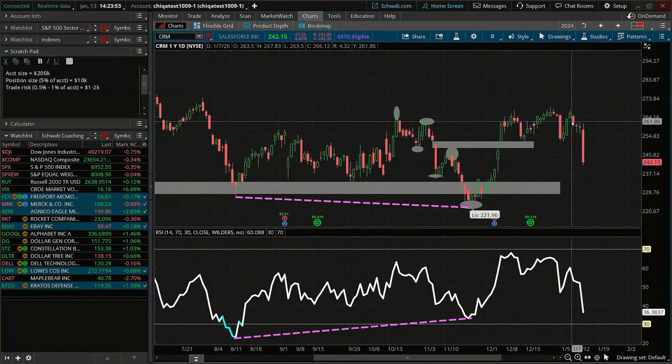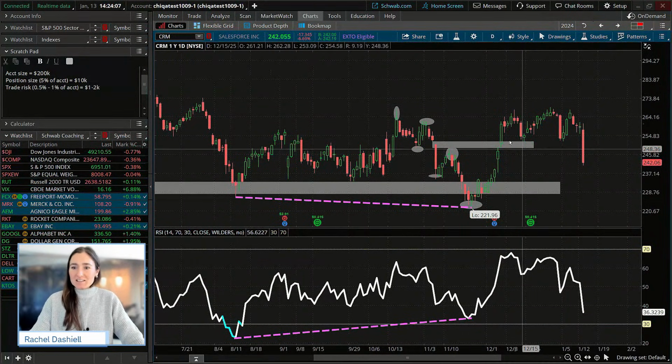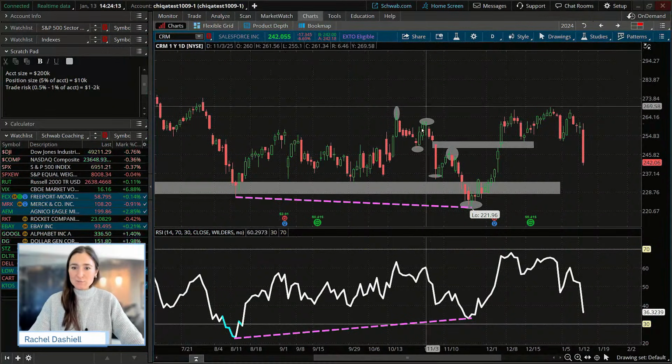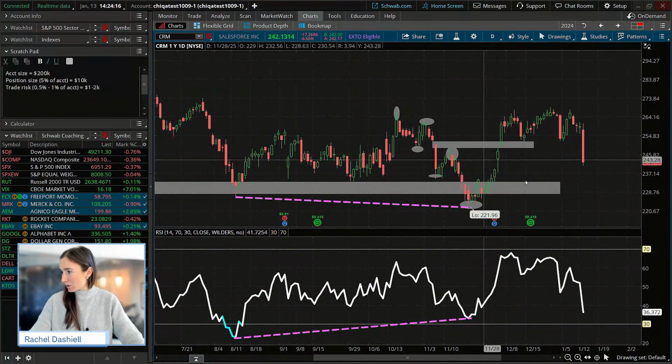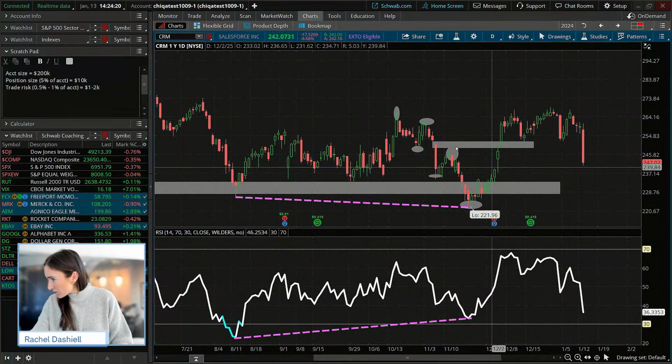And with some of these divergences, it may also give us more of an indication of where to manage our risk, because we want to know where we're wrong if we are wrong. So a lot of times you'll use these divergences around those levels of support or resistance, but don't forget we need to always match it up with the trend as well. Let's see if we have any other questions.